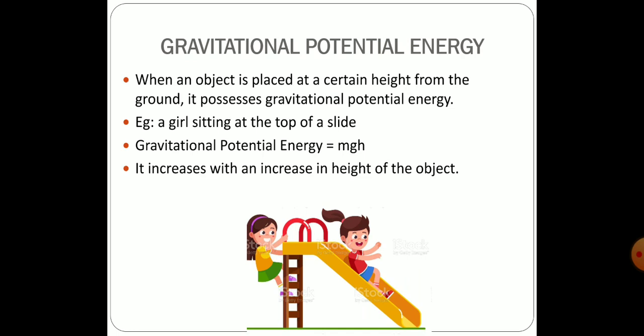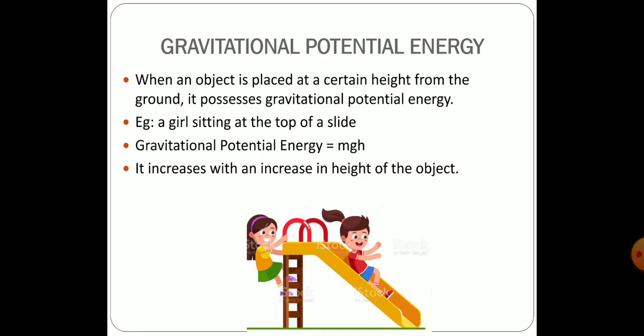Now the height of the slide and the girl's mass, the girl's weight, depending upon this, how fast she can come down the slide, or how easily she can come down. All this depends upon the height and the weight of the girl. So when the object is placed at a certain height, the height is a very, very important factor here, above the ground level. You are taking that object and putting it at a higher level from the ground. Because of that itself the object will gain a potential energy.